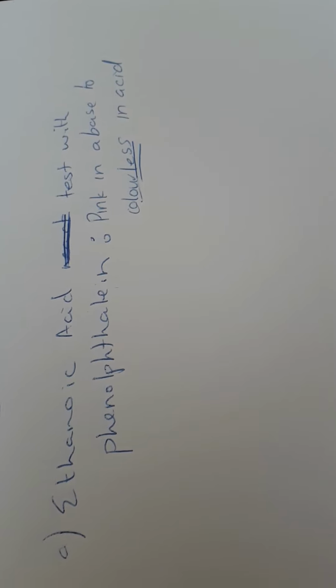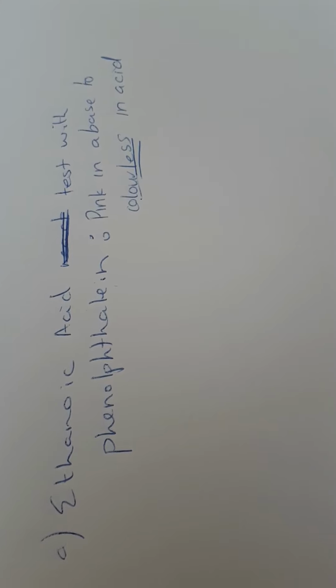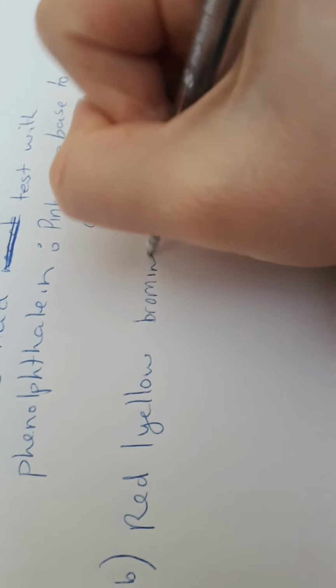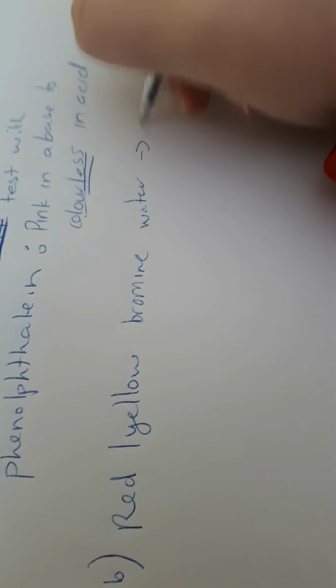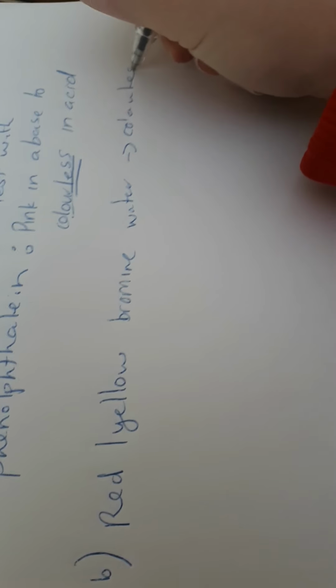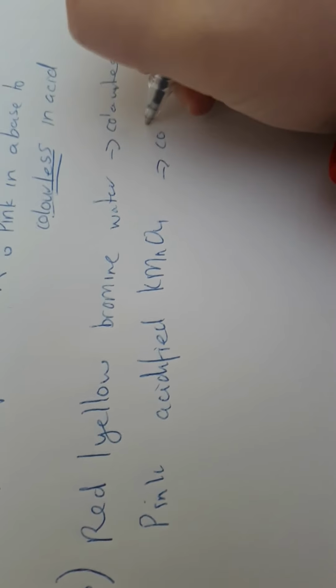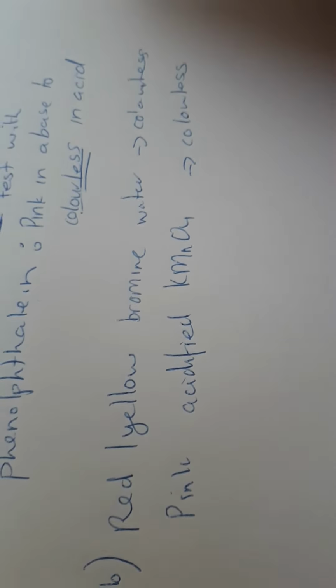Part B, a sample of ethene gas was supplied in a stopper tube. Describe fully how the gas should have been shown to be unsaturated. So this is simply your test for unsaturation. We have two, so red-yellow colour of bromine water turns colourless, or pink colour of acidified potassium permanganate also turns colourless. So either one of those will get you your marks there.